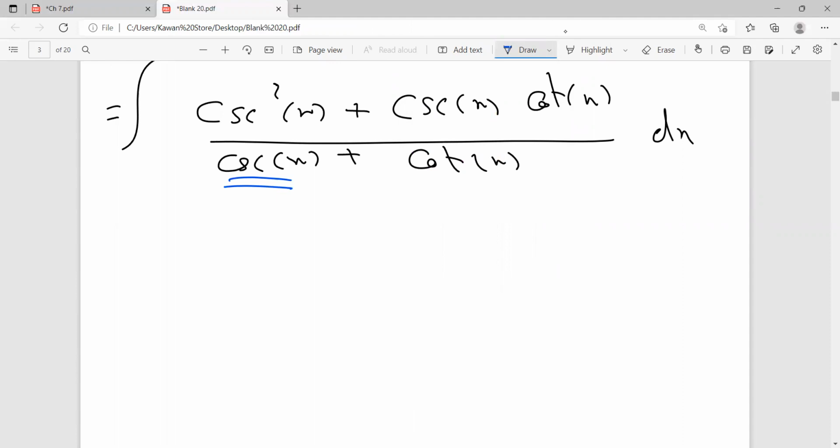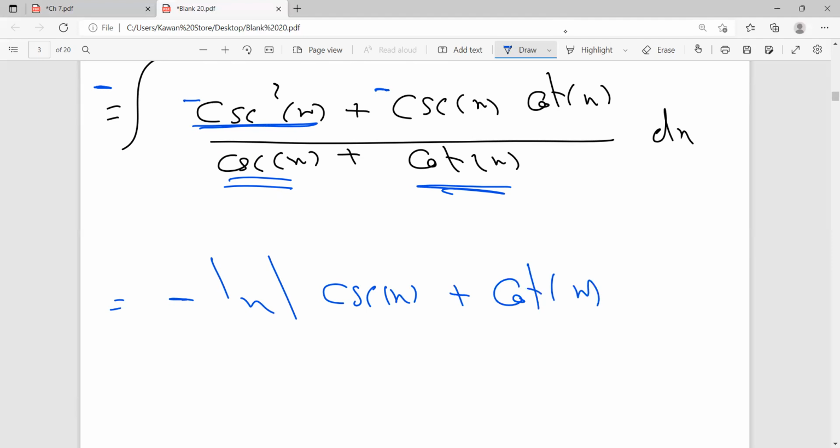Cosecant cotan, but something is missed. Yes, minus. Am I right? How about derivative of cotan? Minus cosecant square. Am I right? So we need to multiply by minus here. Understood? So now we have what? We have minus ln of cosecant plus cotan. It wasn't easy, but it wasn't a big deal because you saw this one before.